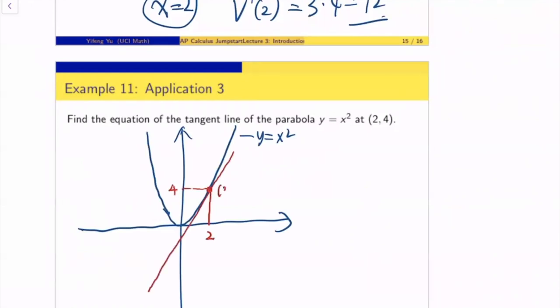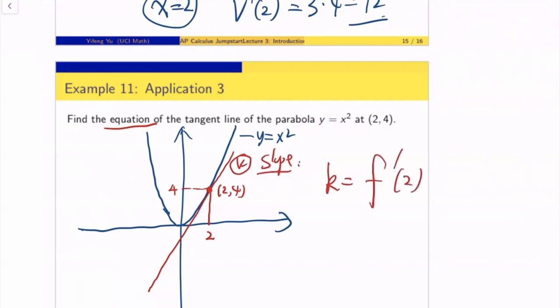Now, because we already know it passes through the point (2, 4), in order to find the equation, from high school math, we know all you need is the slope, right? You just need to find the slope. What's the slope? We know the slope is the derivative at this point 2. And we know the derivative of x squared is 2x, so the slope is 4, all right?